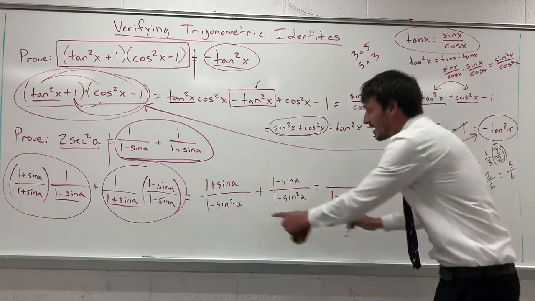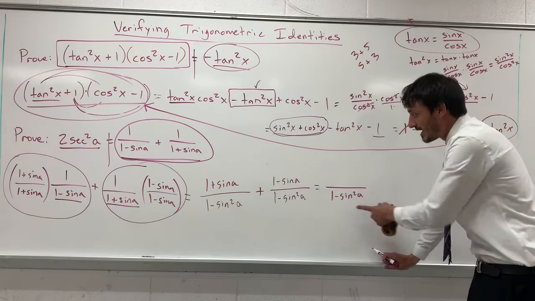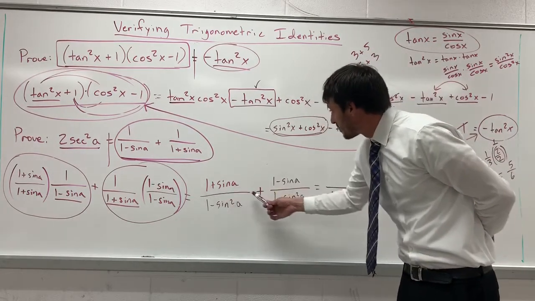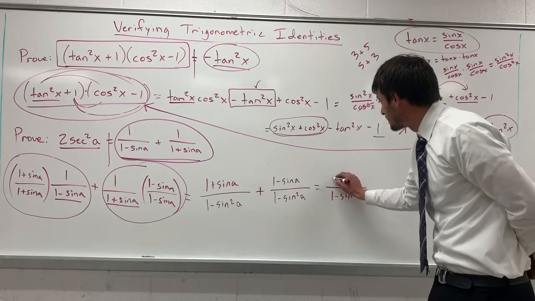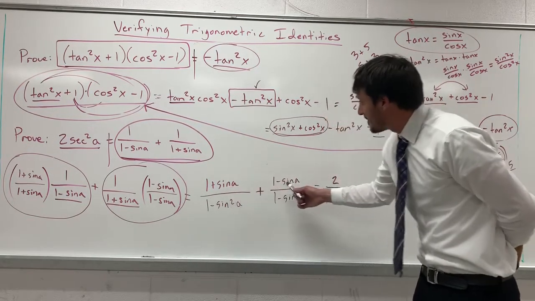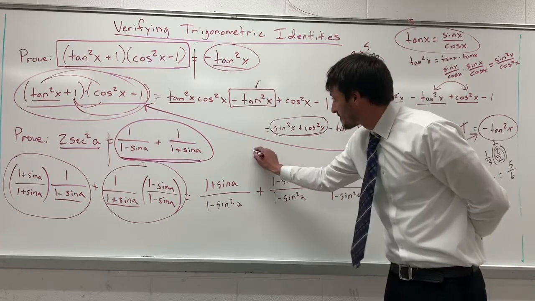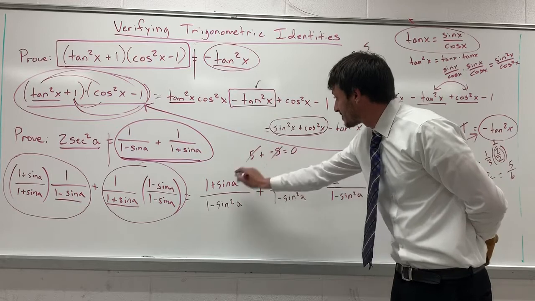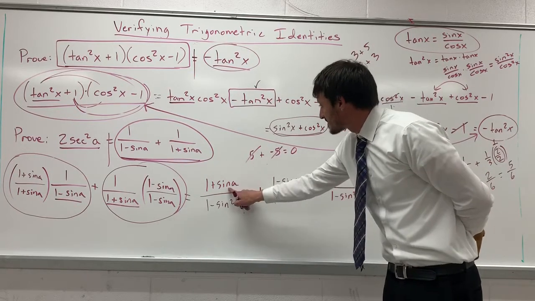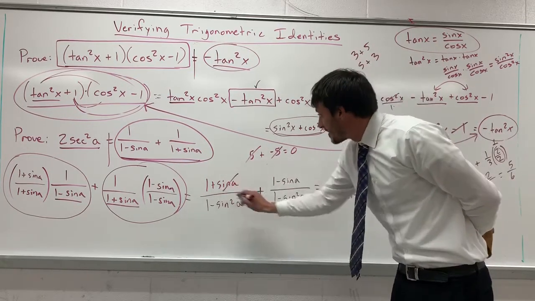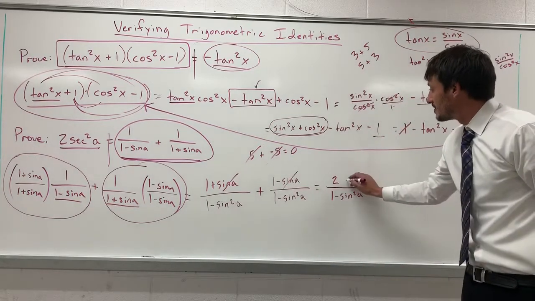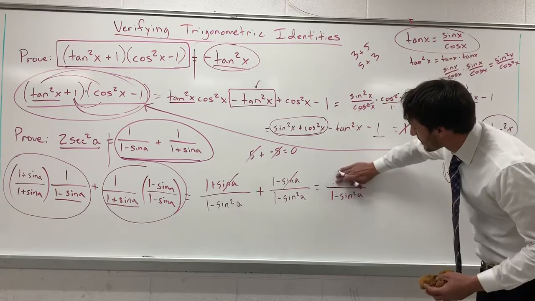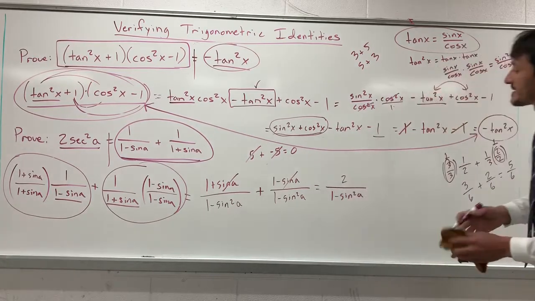So notice that the denominator remained the same. And now we're going to add the top. So when you add the top, you're literally doing 1 plus 1, which gives you 2. And you're doing sine A plus negative sine A. Remember numbers. 5 plus negative 5 would give you 0 or cancel each other out. Same thing with sine A plus negative sine A. These would cancel each other out, giving you plus 0, and 2 plus 0 is just 2, so they go away. So we end up with 2 over 1 minus sine squared A.